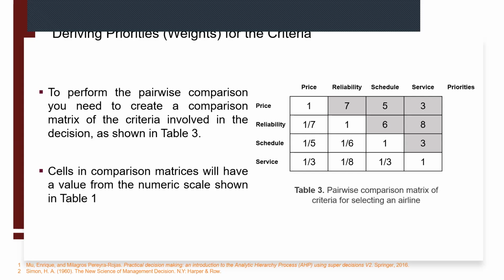Okay, and then price against schedule, I measured it at 5, strong. And then for the service, moderately strong in terms of importance. Okay, and then we have to compare. You can see the shaded area is what we will use, but the other ones on the other side will be the reciprocal. So these are equal: price, reliability, and so on.